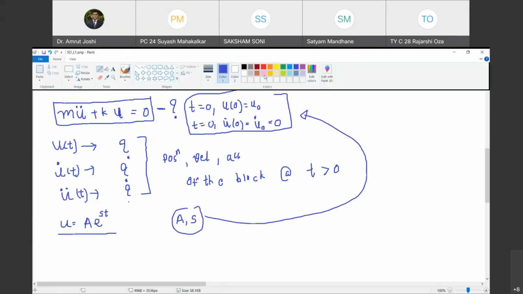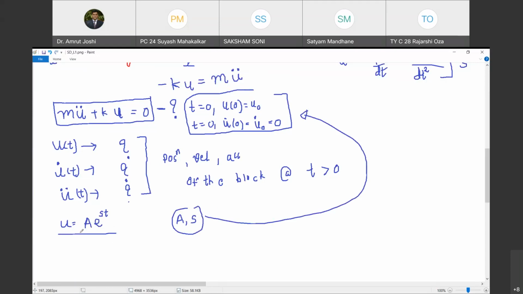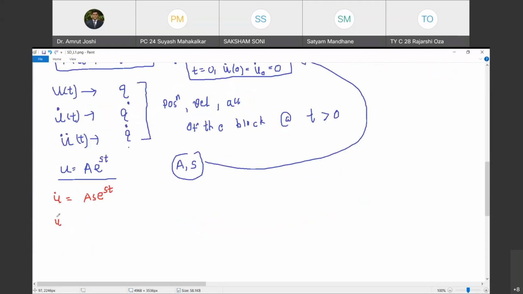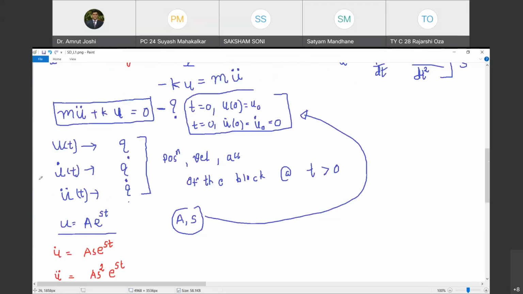Yes, sir. Okay, let's go. What we are going to do now is substitute this value of u of t in this differential equation. Are you with me? So can you tell me what will be u dot? What will be its differentiation? A s e raised to st. Right? Yes, sir. Do you agree? What will be u double dot of t? A s square e raised to st. Happy? Yes, sir.